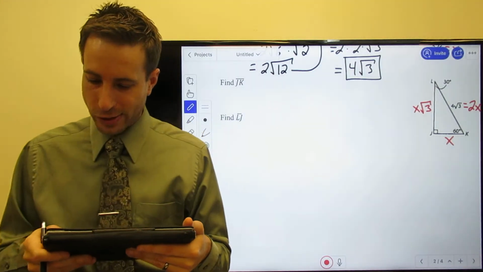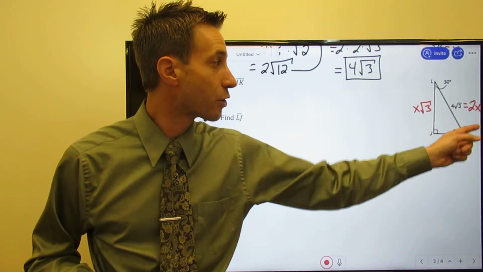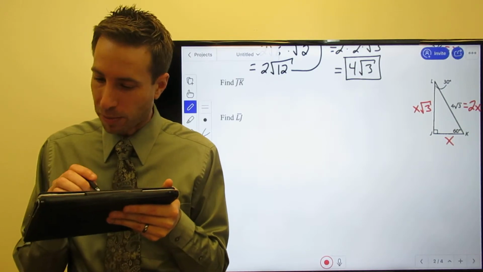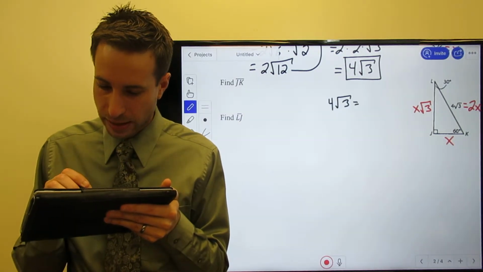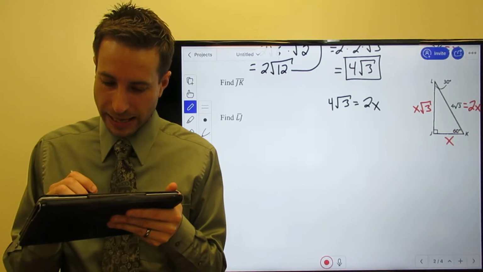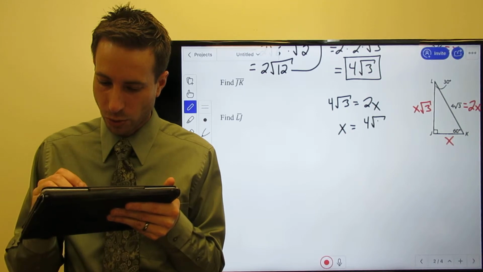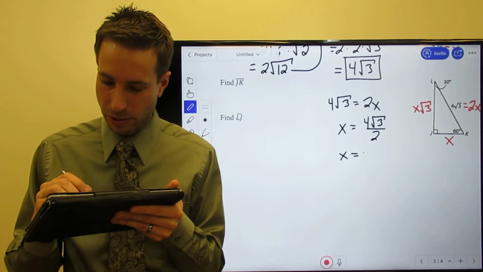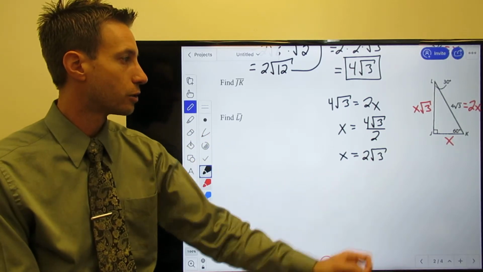There we go. Okay, so now here's what I need to do. I need to find the value of x, and we have ourselves a nice little algebra problem. So 4 square roots of 3 is equal to 2x. How do I get the x by itself? Yeah, sure. Divide both sides by 2. So 4 square roots of 3 divided by 2. Simplify. 4 divided by 2 is 2 square roots of 3. So what's the value of x? 2 square roots of 3.